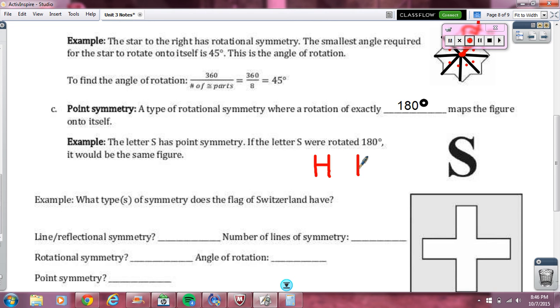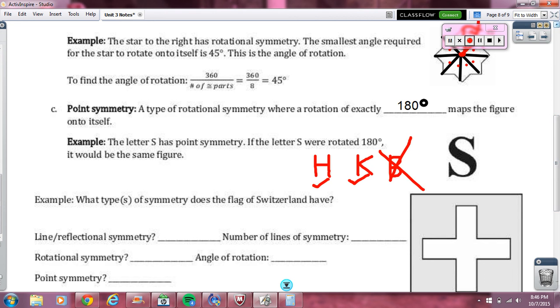However, like my initials, letter K, oh wait, yeah, that does have point symmetry. It would be the same upside down and right side up. But last name, B as in Brown, nope, not going to be the same right side up and upside down. So yes, yes, no for the point symmetry.